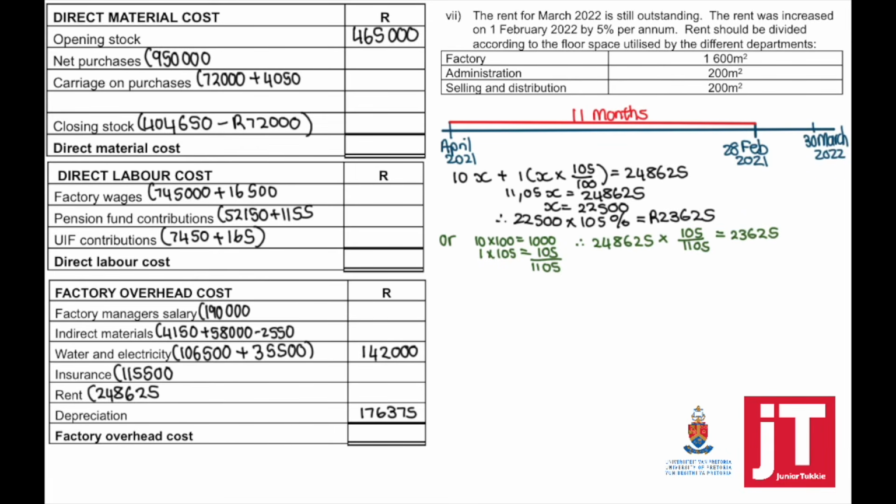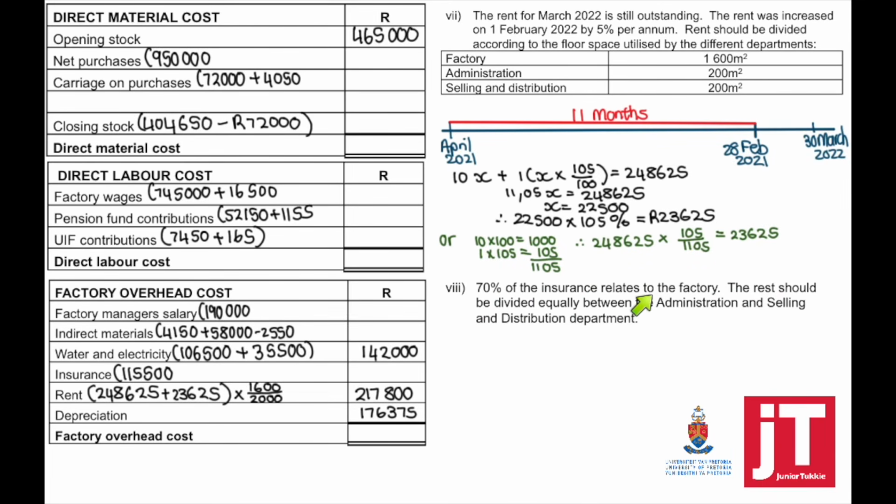If 1 month is still outstanding, it means 1 month must be added, but now this must be distributed according to floor space. This is why we say 1,600 divided by 2,000. This will equal the total rent that was spent on the factory department by factory overhead cost.